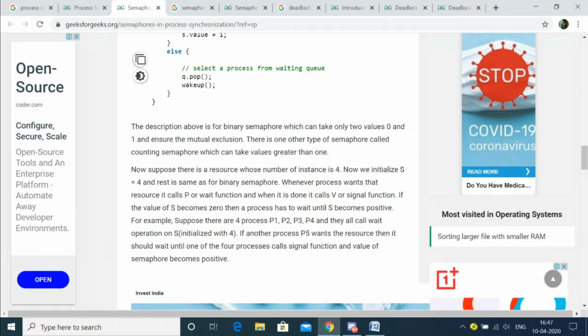What is the disadvantage of a semaphore? One of the biggest disadvantages of semaphore is priority inversion. So what do we mean by priority inversion? Suppose we have a low priority process which has taken a semaphore, and a high priority task has to be executed first.